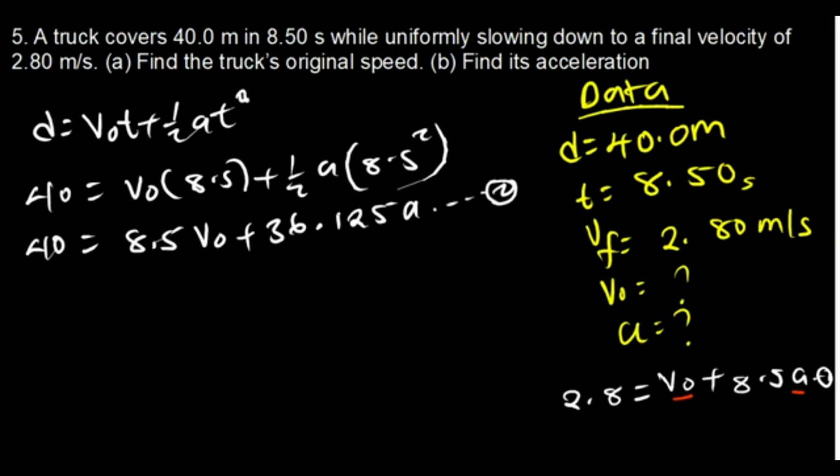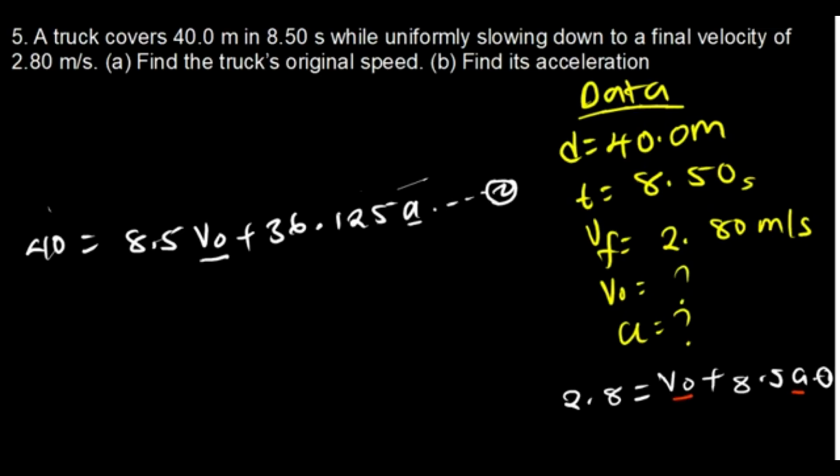Now if that is our equation 2, we also don't know the initial velocity. We have two unknown variables, we don't have the initial velocity, we don't have the acceleration. So now we have two equations. We can make acceleration the subject of the formula. Let's just create space, and let's rewrite this one here. We are saying that 40 equals 8.5 v initial plus 36.125 times acceleration. So this is the second equation.